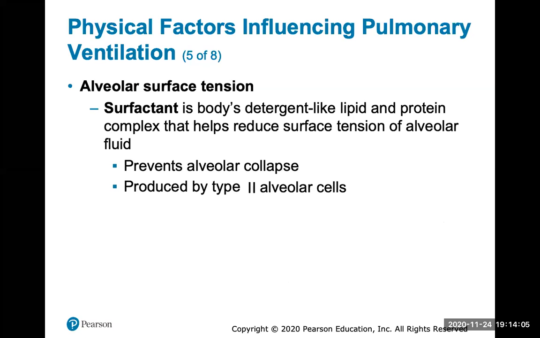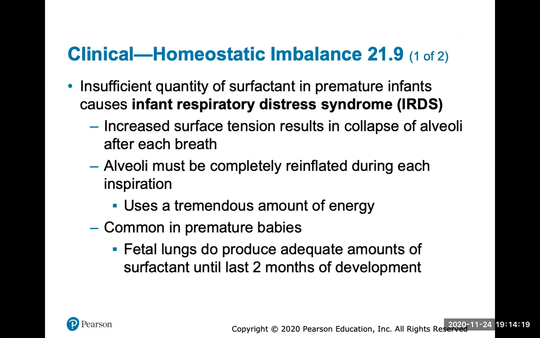But we have surfactant, which is the body's detergent-like lipid and protein complex that helps reduce surface tension of alveolar fluid. And surfactant will help prevent alveolar collapse, and it's produced by your type 2 alveolar cells. Insufficient surfactant is common in premature infants, and this can cause infant respiratory distress syndrome, where there's increased surface tension resulting in the collapse of alveoli.